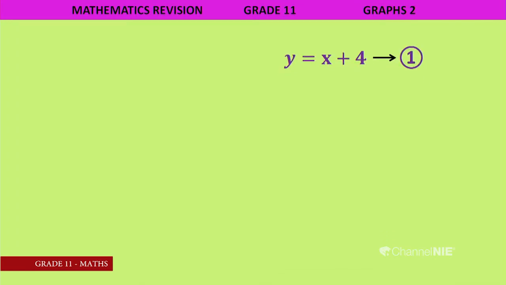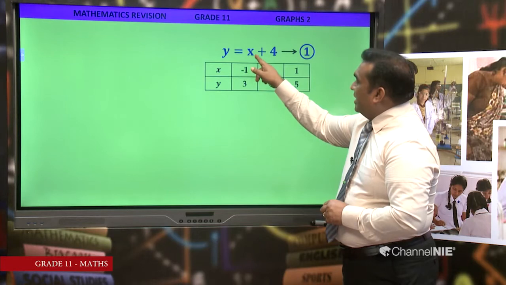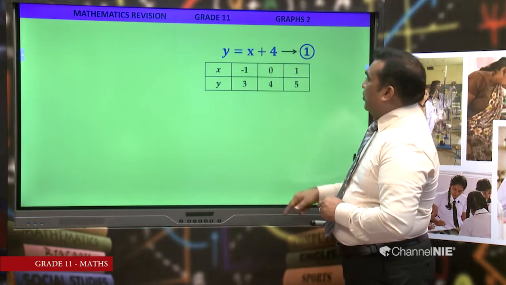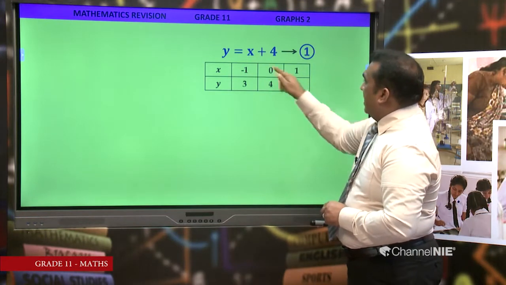Now, this is our first equation, y equals x plus 4. Then we can consider the independent variable. You can select x coordinates according to the nature of the equation, right? For x plus 4, let x equal minus 1, x equal 0, x equal 1. If you want, you can change these values to minus 2, 0, plus 2. According to this, when x is minus 1, what is the y coordinate? Substitute: minus 1 plus 4 gives 3. Put 0: 0 plus 4 gives 4. Put 1: 1 plus 4 gives 5.